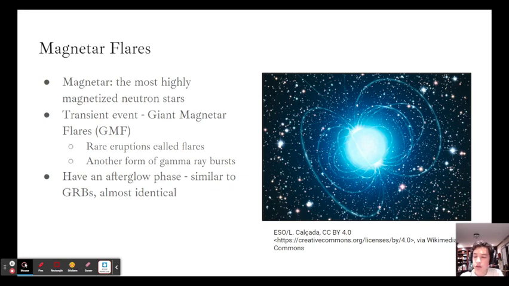These are rare eruptions called flares and another form of gamma ray bursts. Magnetar flares also have an afterglow phase in which the energy decreases and wavelength increases, which can be analyzed similar to gamma ray bursts, and is almost identical. These are mainly extragalactic, and there are only 3 in the Milky Way.